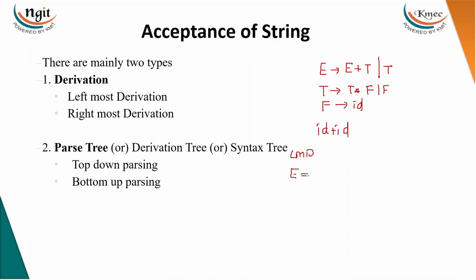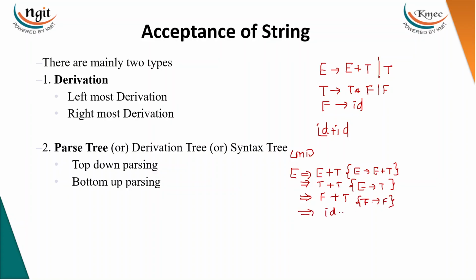So E derives E plus T. What is the production we have used here? E tends to E plus T. Then we are expecting id for E, so you have to go with T, T plus T. We cannot take it directly, as we don't have E tends to id. That's why I went with T. Then leftmost derivation means T. We don't have star here, then you can go with F, because we don't have a production T tends to id, so you can take T tends to F. Then the same way, id plus T, then you can go with F tends to id.